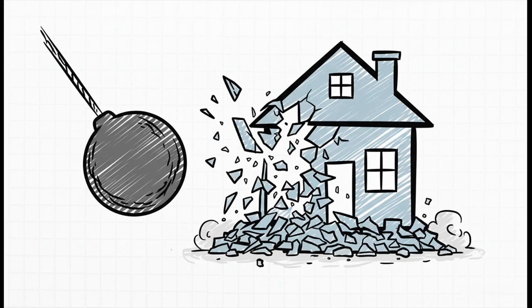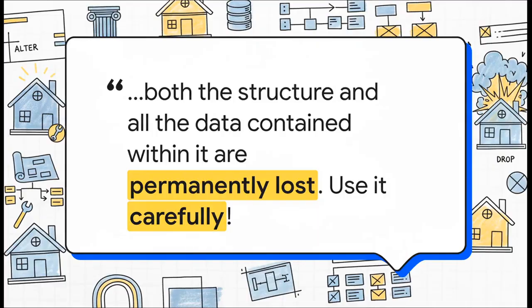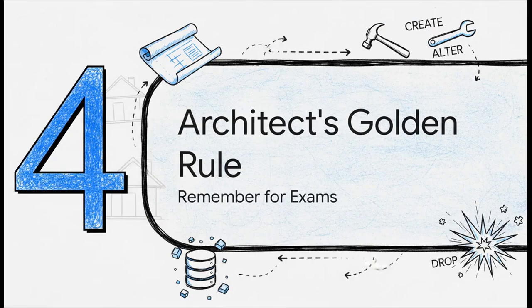I cannot stress this enough. Once you run this command, that's it. It's gone. There is no undo button. This point is so critical that it's worth repeating. When you use drop table, listen to this, both the structure and all the data contained within it are permanently lost. Use it carefully. So not only is the blueprint torn up, the entire house and all the furniture, all the people, everything inside it, it's gone forever.